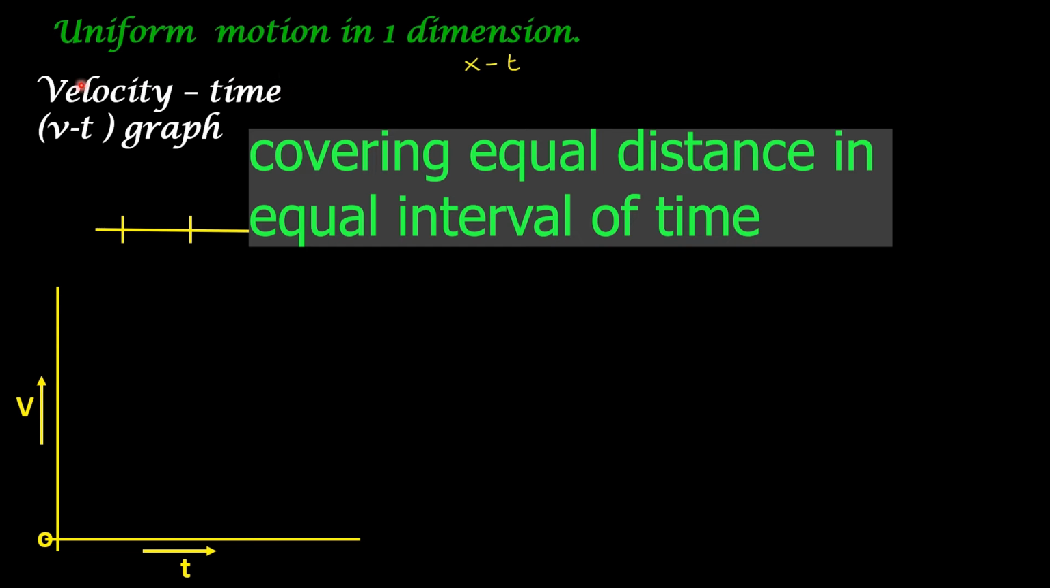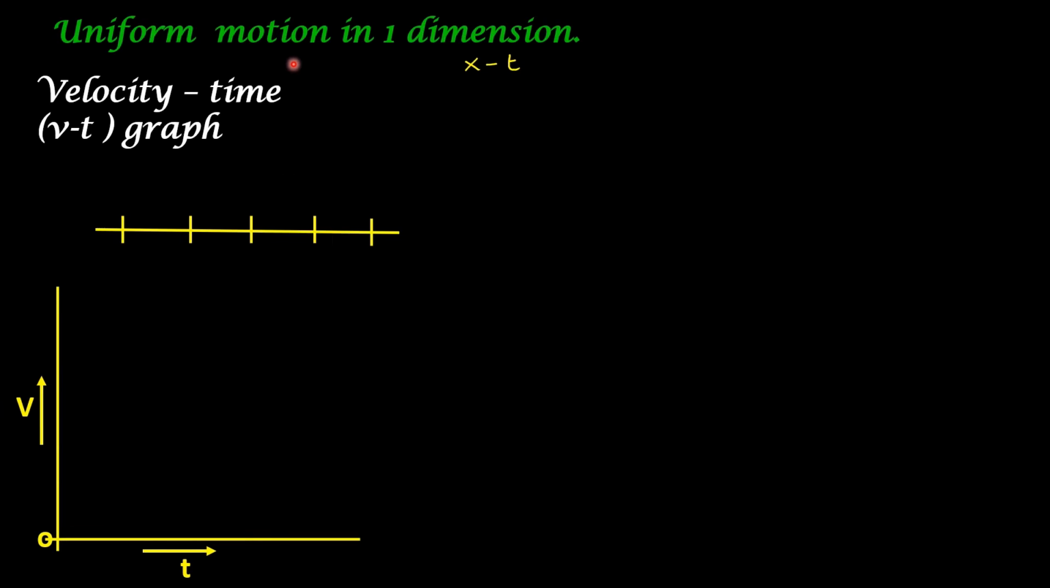By the by, what is the meaning of uniform motion? Covering same distance in same interval of time. That is uniform motion. That is, the object is moving with uniform velocity. Velocity is not changing. What is velocity? Velocity is equal to displacement by time, that is delta x by delta t.